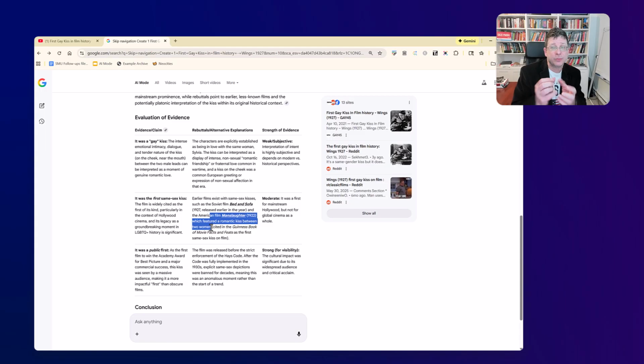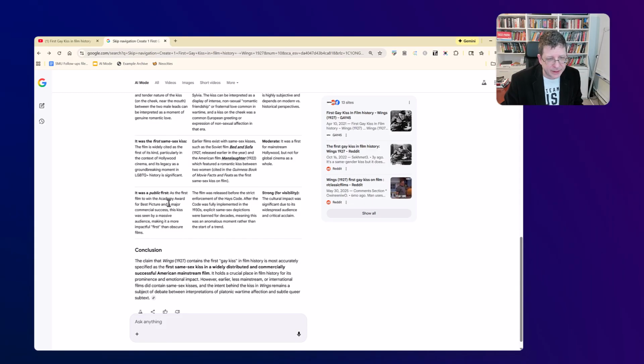Again, are we talking about gay as in men, or are we talking about gay in general, the broader term, in the way we talk about gay marriage, for example, where it could be two women? And also impact, right? We're talking in film history. This actually was the first film to win the Academy Award for Best Picture. And so when we talk about the first gay kiss in film history, right?